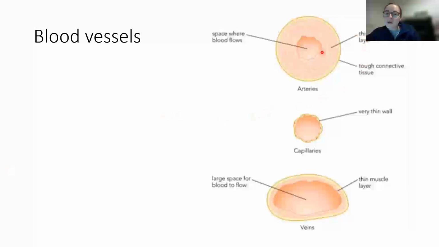So we've got a relatively small lumen compared to the wall. So when you're talking about arteries, you don't say they've got a small lumen, you have to say they've got a relatively small lumen. So that means just in comparison. That's what relatively means. Okay. So we see on this diagram, it says they've got a thick muscle layer and a tough connective tissue.